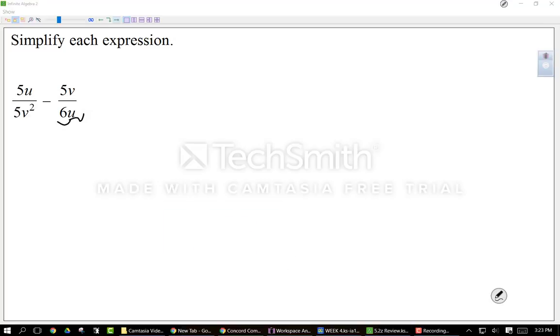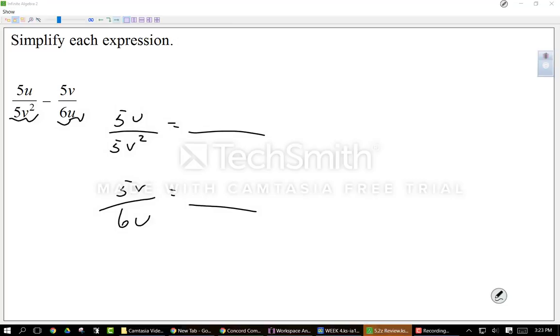So common denominator. I don't have one, so I need to find one. I get 5u over 5v squared, and I get 5v over 6u. Remember, with a monomial, I have to look for the numbers first. So 5 and 6, what number can they both go into? Preferably the smallest. Well, that's 30. They both can go into 30. And because I have a v squared up here and I do not have a v down here, I know I have the v squared in my common denominator. The same thing with a u. I have a u here, but no u here, so my u is down there as well.